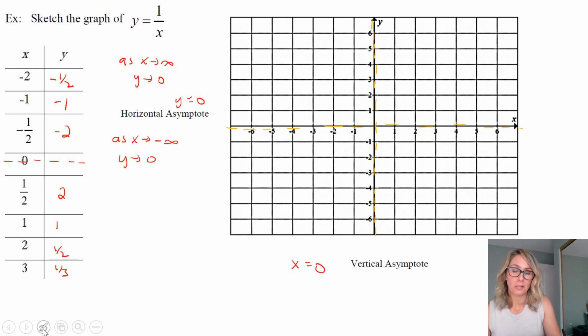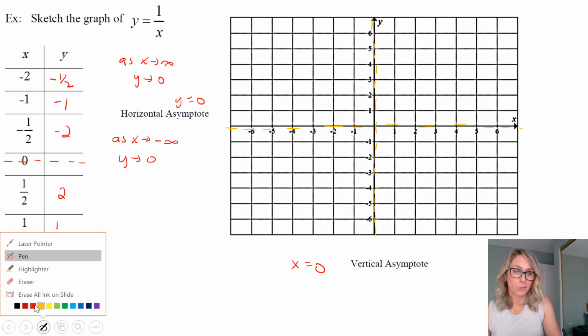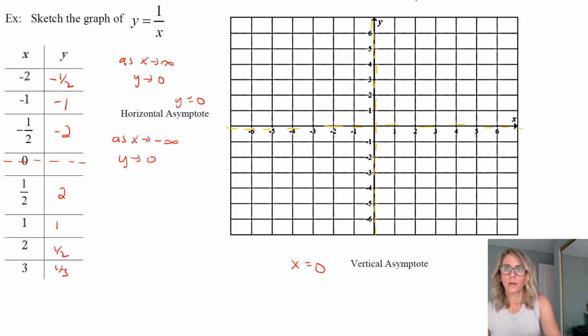Our domain is just that x can't be 0, and we can see that because it's the vertical asymptote. So what I want you to see here is, again, it's pretty basic. At -2, you have -1/2. -1 is -1. -1/2 is -2. And it makes sense because we have these two asymptotes that we have to get close to. So it's going to look like this. And then on the other side, we have something very similar, but in the positive direction.